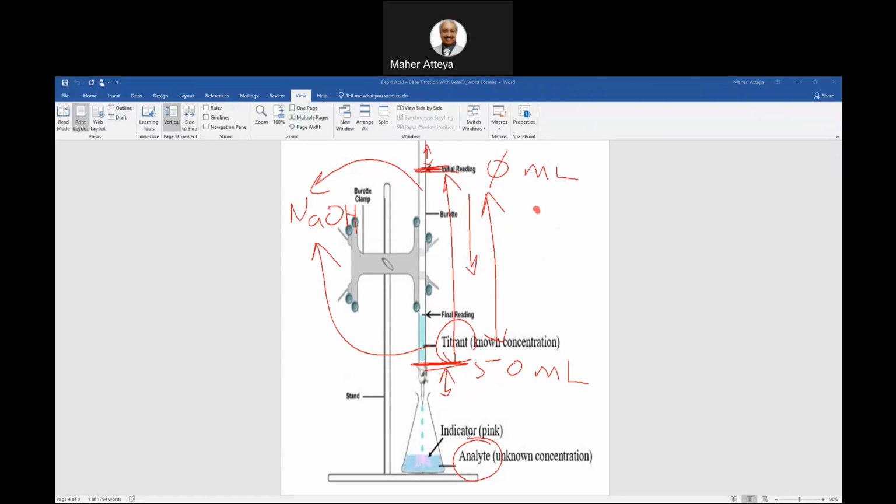It stays for at least 20 or 25 seconds, or half a minute. So this pink color does not disappear. That will be the signal of your endpoint. So we have two things here. Oops, sorry. Let me take this one out.